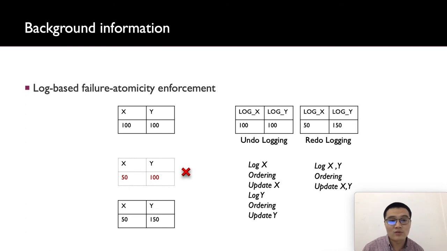Whereas with redo logging, we do not perform in-place updates, and instead we write new values to the log. And as a result, it introduces reduced ordering overhead compared with undo logging. But note that we have to redirect all the read operations to the log to obtain the latest value. And this can be expensive for read-intensive applications.